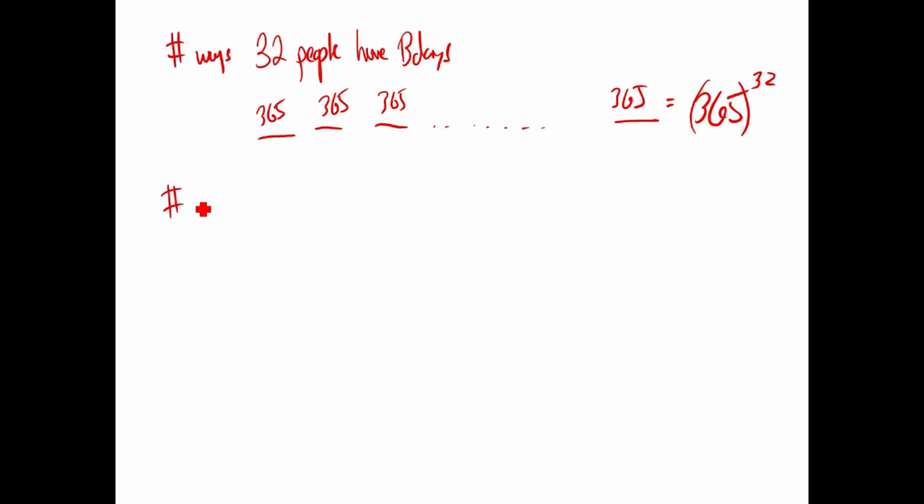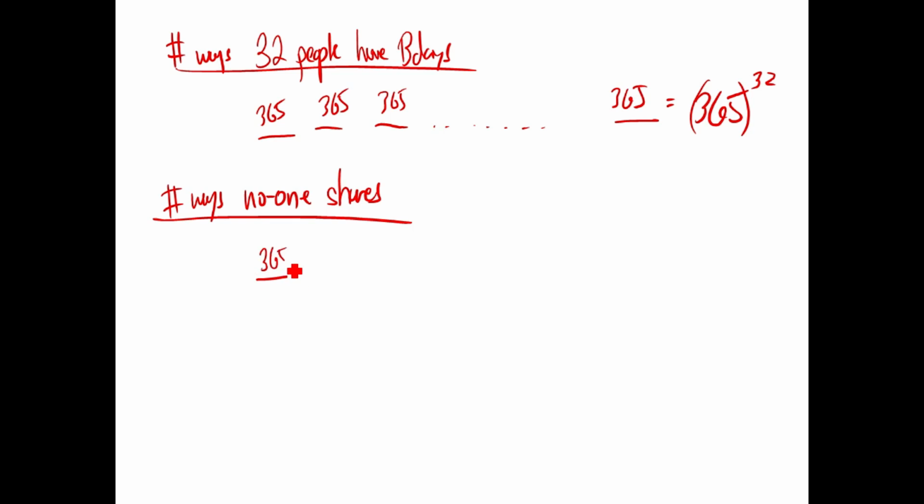Now, let's think about the number of ways no one shares. The first person could have a birthday on 365 days, right? But the second person, if we can't share, what happens? 364. And the next person has less, right? In fact, all the way down to our 32nd. Each time we pick a new person, we have 1 day less to pick from out of the year.